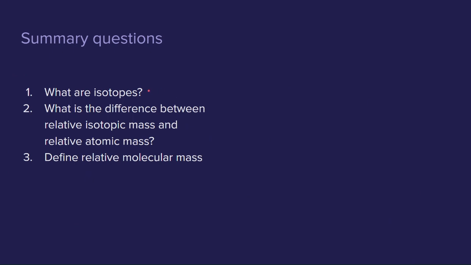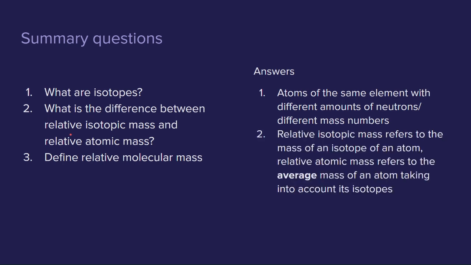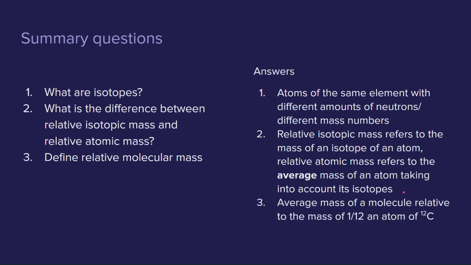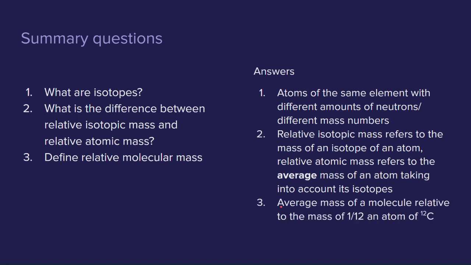Summary questions. 1. What are isotopes? Atoms of the same element with different amounts of neutrons or different mass numbers. 2. What's the difference between relative isotopic mass and relative atomic mass? Relative isotopic mass refers to the mass of an isotope of an atom, and relative atomic mass refers to the average mass of an atom, taking into account its isotopes and their relative abundance, or their amount. Define relative molecular mass. It's the average mass of a molecule relative to the mass of a 12th of an atom of carbon-12.